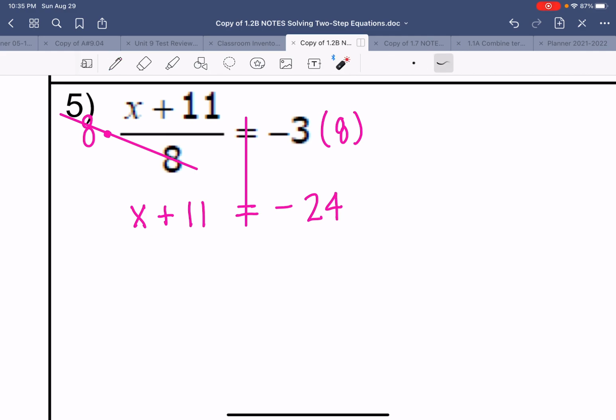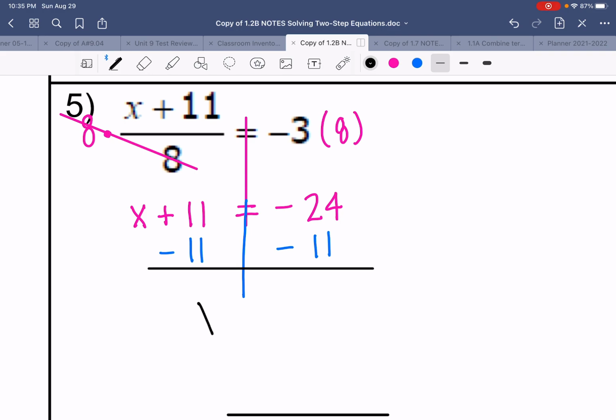Now I'm left with a single row of operations, which is exactly what I want. As I'm looking at this, I need to undo whatever's being done to x. Right now this says x plus 11. So I have to undo the addition of 11 by subtracting 11. When I subtract 11 from both sides, I get x equals negative 35.